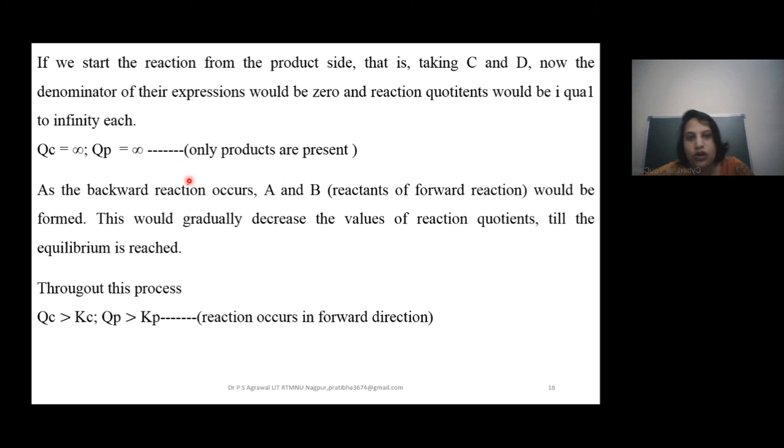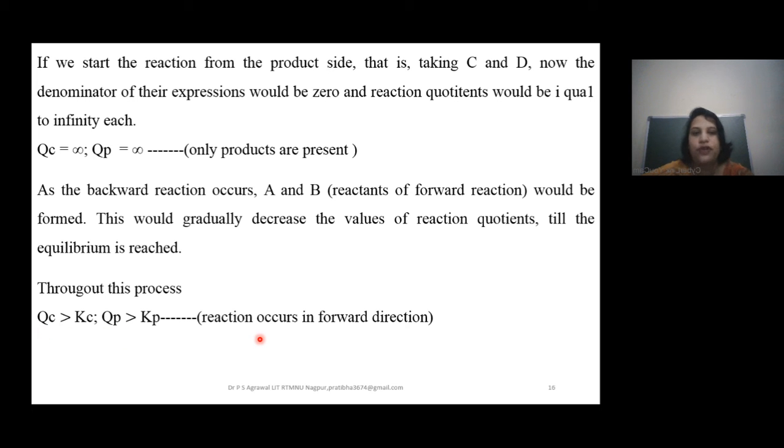As the backward reaction occurs, A and B, that is the reactants of the forward reaction, would be formed. And it will gradually decrease the value of the reaction quotient and the equilibrium will be reached. So throughout the process, we observe this. Means the reaction occurs in the forward direction.